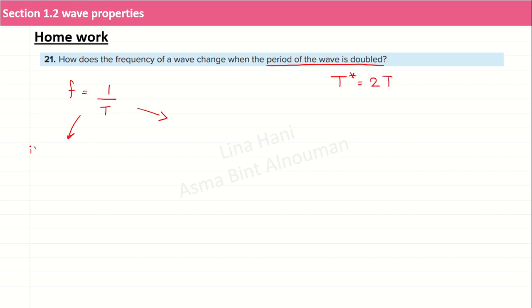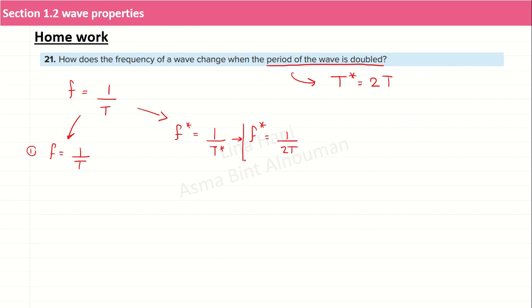So the first equation, with the old conditions, with the old parameters, is the same as the new frequency is equal to 1 over the new period. I have the ratio between the old and the new period, so I'm going to use it and substitute it in the new equation. So that means that the new frequency is equal to 1 divided by 2 times the old period.